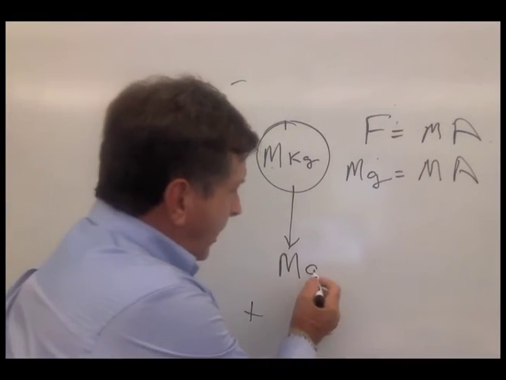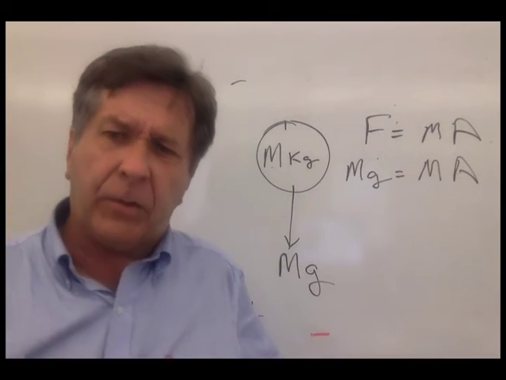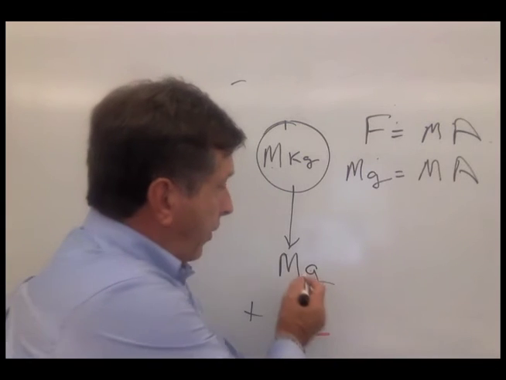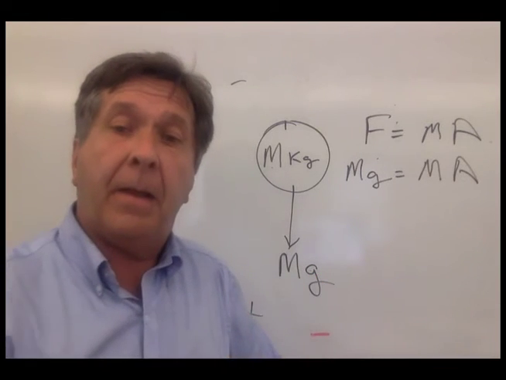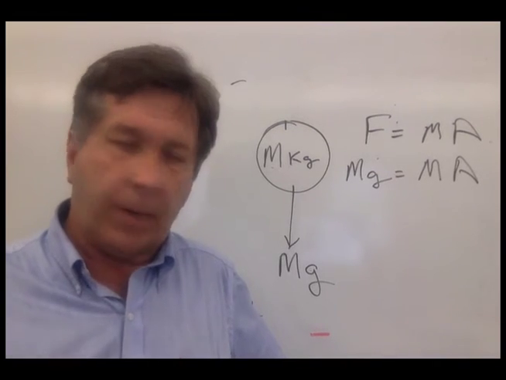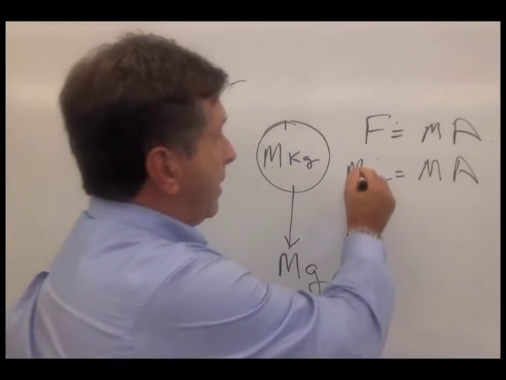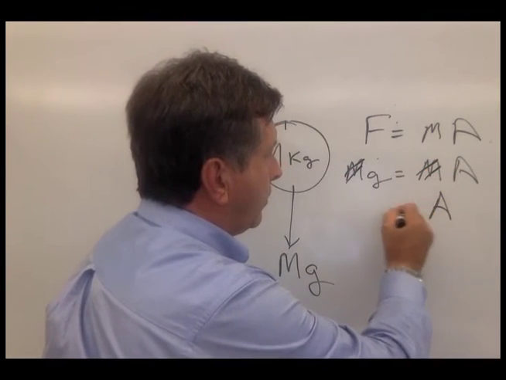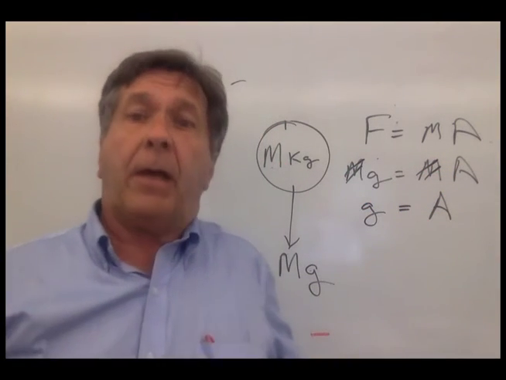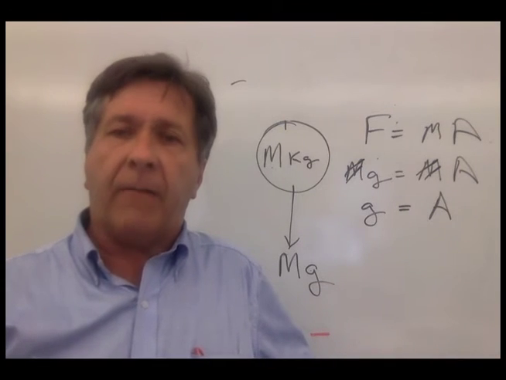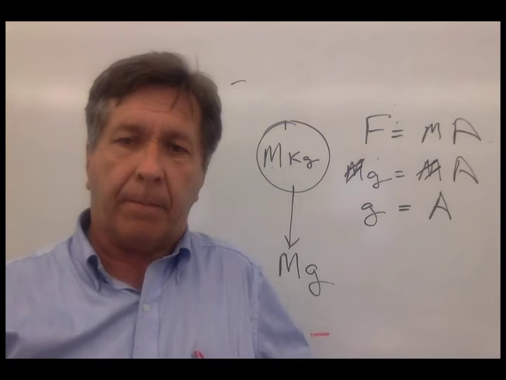But the value of g itself is 9.8. If I want to make it negative, I put a negative in front of it, or I put a positive in front of it. But the value of g itself is 9.8. Okay, the masses cancel out algebraically, and I get acceleration equals g. Any object of any mass will accelerate at a rate on Earth of 9.8 meters per second squared.